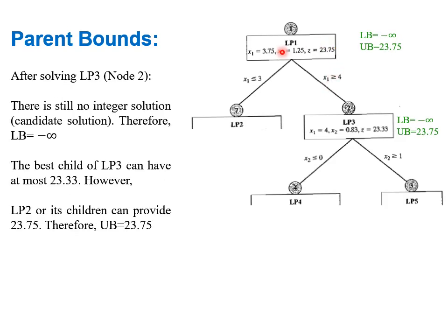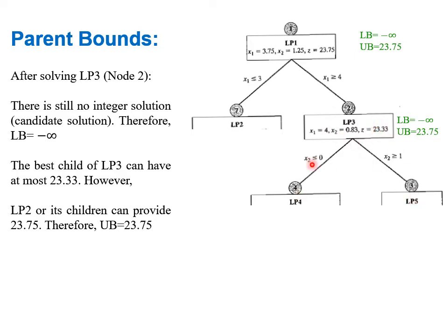After branching the root node, we have two open nodes, and we select one of them. We randomly selected node 2 as LP3, and we solve it. When we solve it, again, the result is not integer. Since we couldn't find an integer solution, a candidate solution, our lower bound does not change. It's still minus infinity. But in order to calculate the upper bound, we need to look at all the unexplored nodes. So currently this node is unexplored.